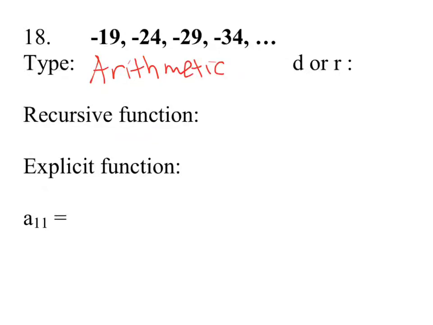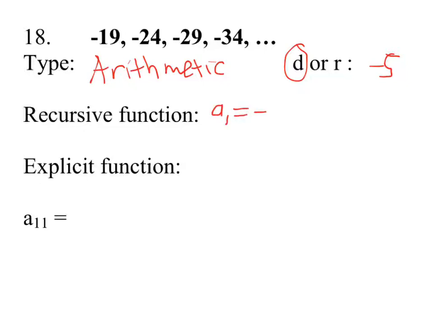Or arithmetic. Arithmetic's the adjective form. And arithmetic ones have a common difference, and the common difference is what you're adding every time. So if you're subtracting 5 every time, your common difference is going to be -5. The recursive ones are always going to be a similar form.